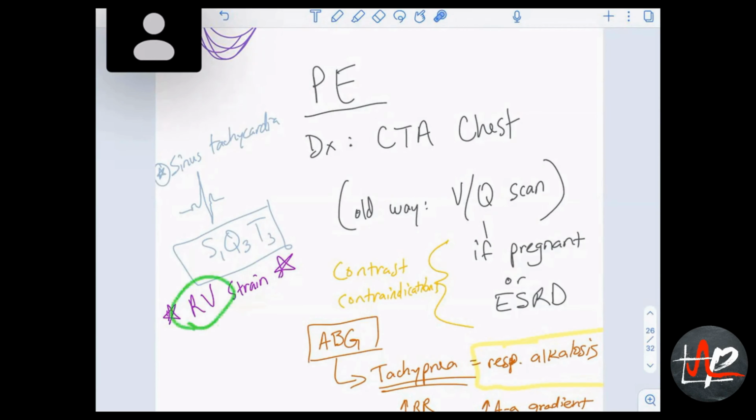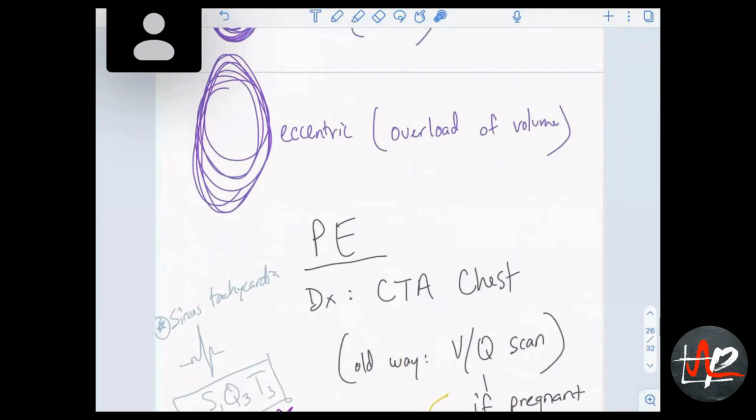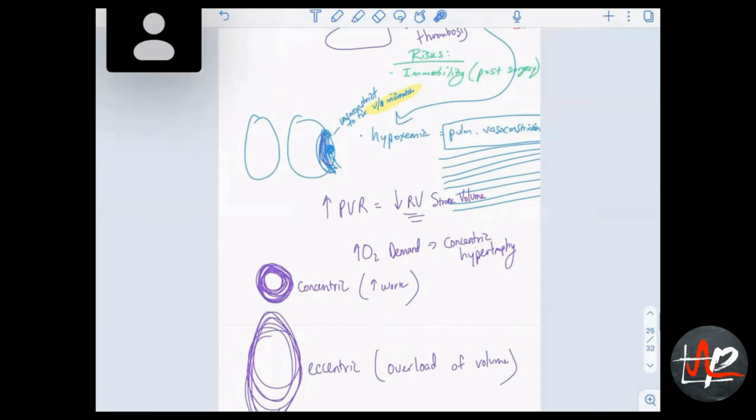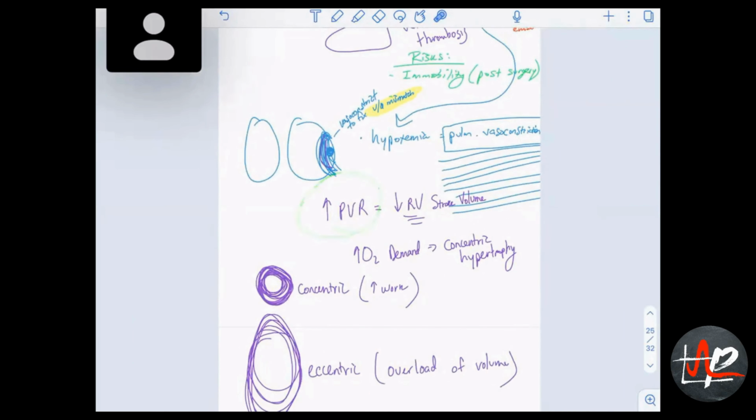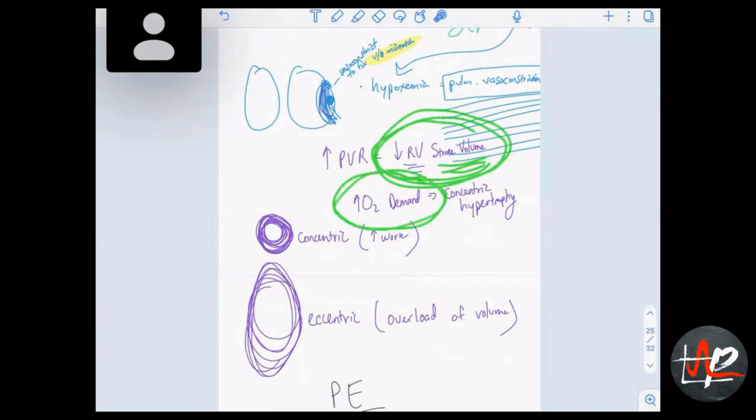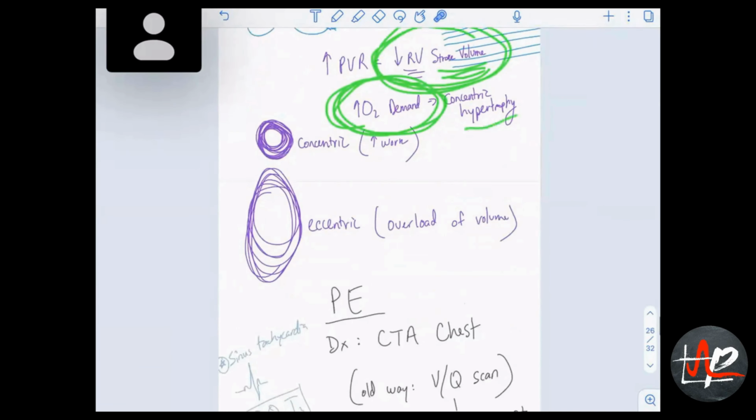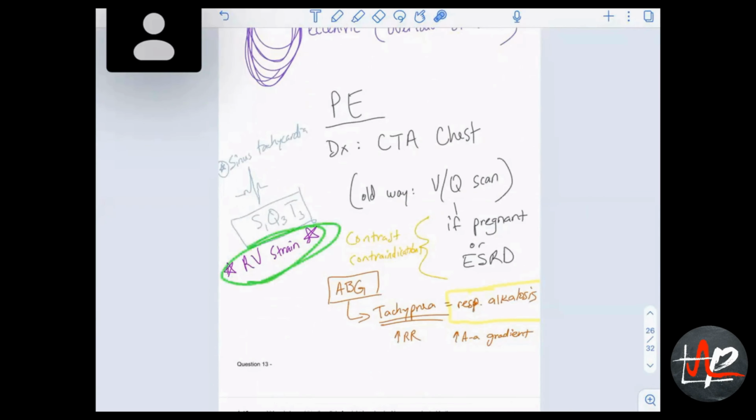The reason why there's an RV strain, instead of just memorizing this, you want to think, what's working hard? We'll go back to our picture up here. There's increased pulmonary vascular resistance. So there's low right ventricular stroke volume, meaning you can't get a lot of blood out. So your right ventricle has to work harder, right? So you have that concentric hypertrophy. And since it's straining, you can actually see that on the EKG. So use your logic to work through this rather than memorizing it.